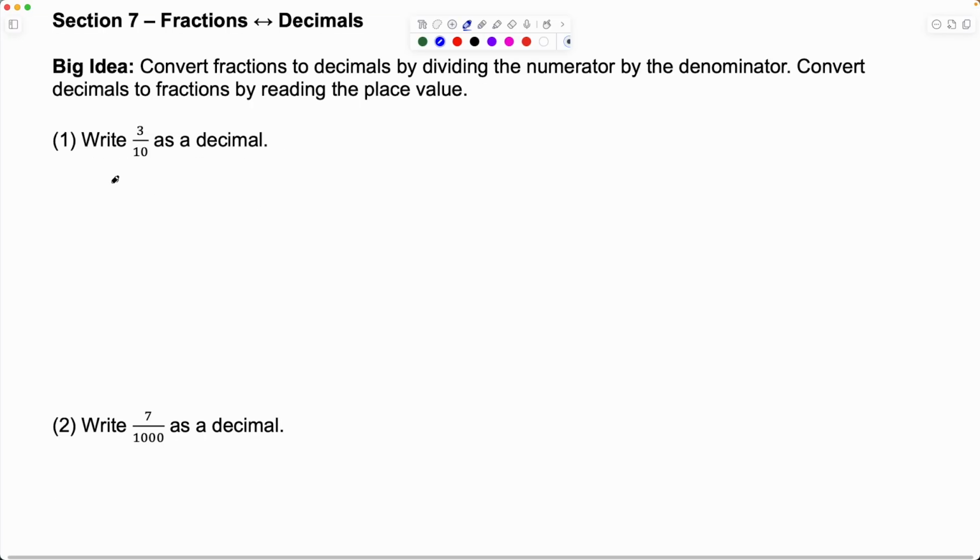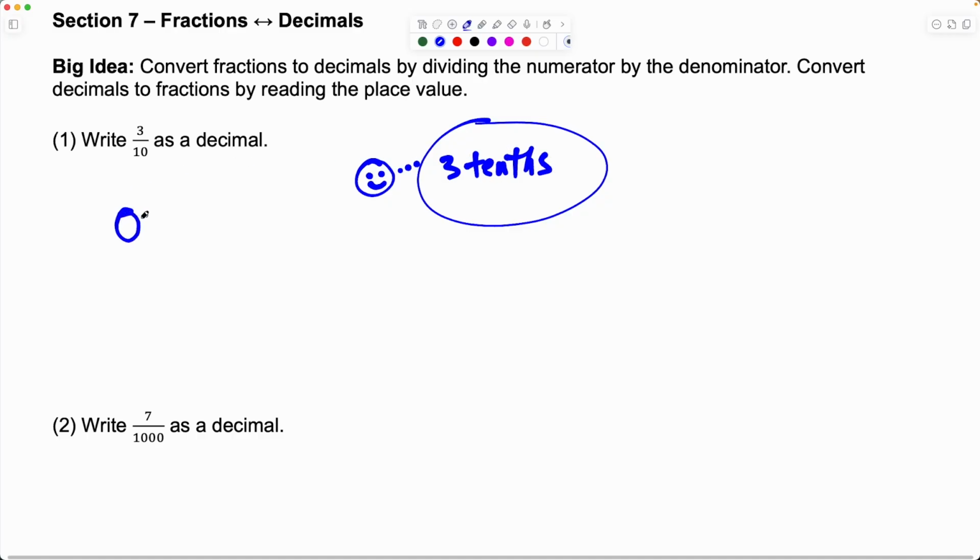For the first question, we're going to write 3 over 10 as a decimal. And for this one, when you read 3 over 10, you could say 3/10. Okay, so 3/10. When I hear that, I think of writing a 3 in the tenths place. So this we could express as 0.3, and this would be the same value as the fraction 3 over 10.